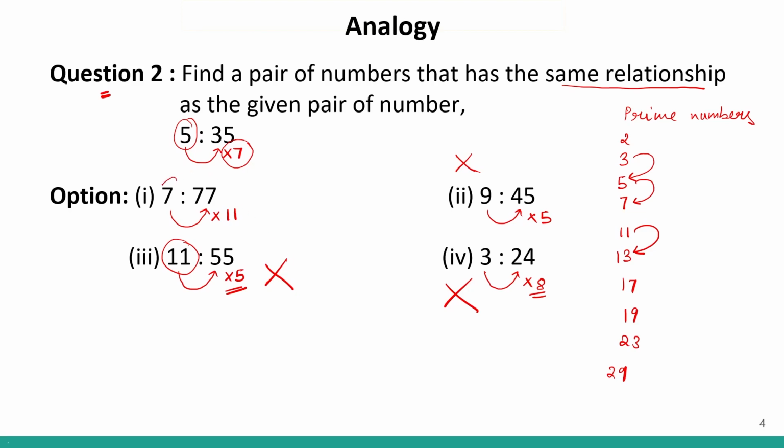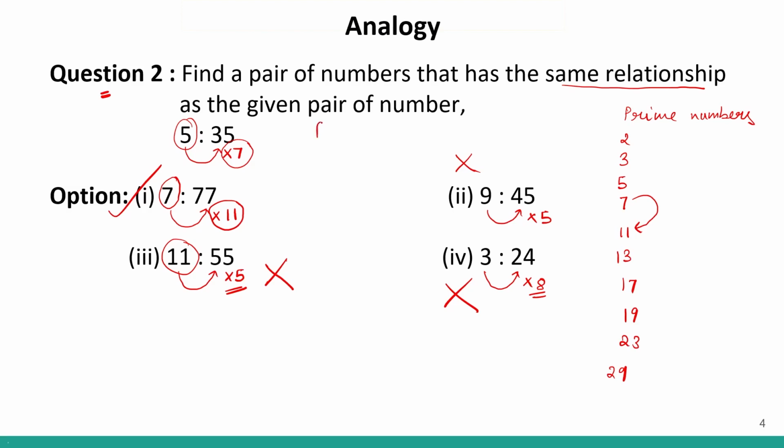Now let us come over here. We have 7 and 11. So the next prime number after 7 is 11. Correct? So this is the one that follows the same logic. Answer should be 1. 7 is to 77. Clear? This should be the answer. 7 is to 77, because this bears the same relationship.